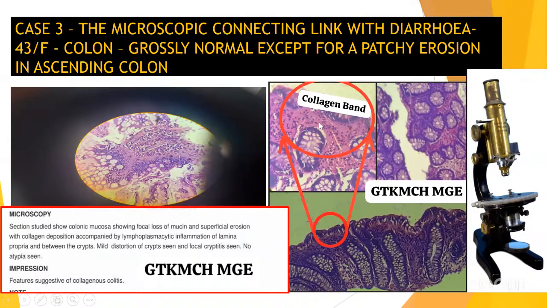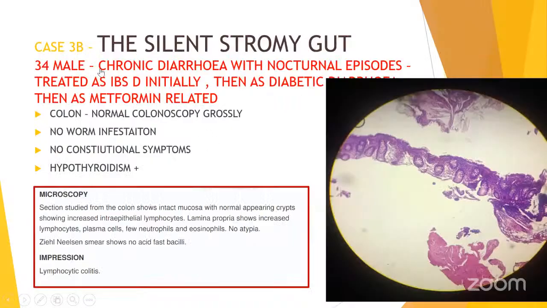This is a thick collagenous band. This is the etiology for diarrhea. Simply giving steroids or treating the underlying condition will stop the diarrhea. And this is a 34-year-old male. He again presented with chronic diarrhea with nocturnal episodes. Again, when someone has diarrhea with nocturnal episodes, it is one of the warning signs.